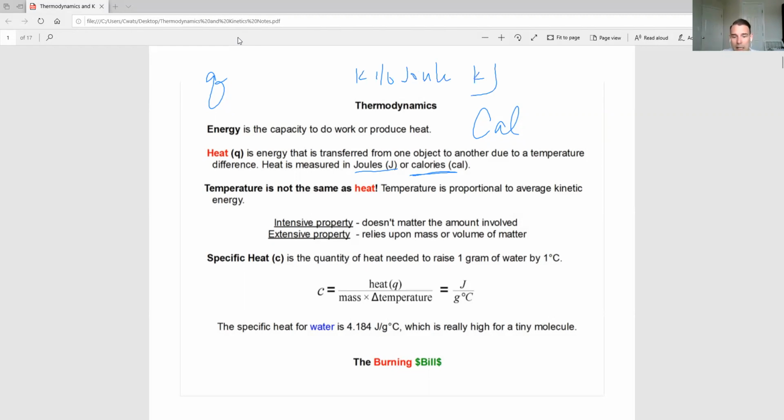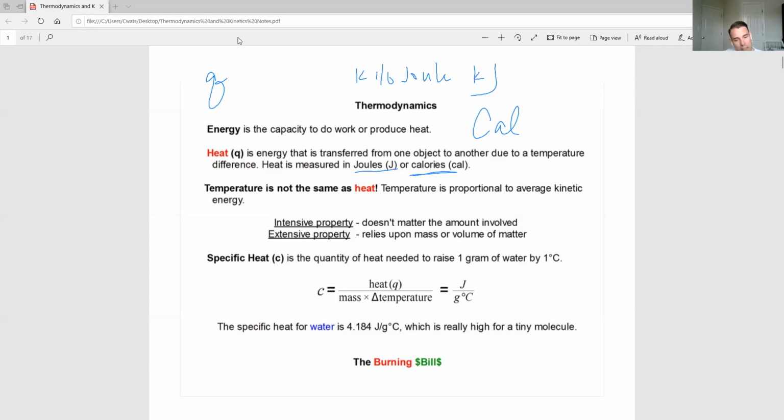So temperature is not the same as heat. Temperature is proportional to the average kinetic energy. We talked about that when we talked about our gas laws. An intensive property, an extensive property, we've talked about these at the very beginning of the year. An intensive property doesn't depend on the amount that's involved, whereas an extensive property relies upon mass or volume. So temperature is intensive. It doesn't matter if I have 1 gram or 100 grams, I'm going to have the same temperature. But an extensive property relies upon the mass, and that's going to be heat. Heat depends on how much you have.